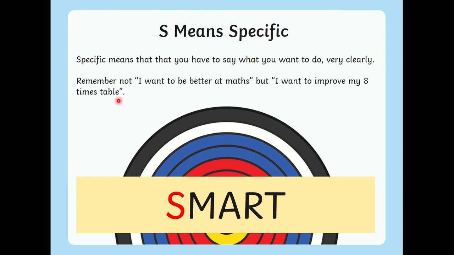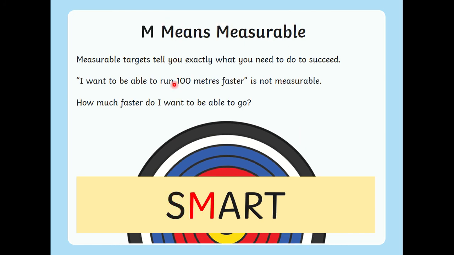Think about your specific target. And M. M means measurable. Measurable targets tell you exactly what you need to do to succeed. So here's an example of something that's not measurable. I want to be able to run 100 metres faster. It's not measurable. How much faster do I want to be able to go?